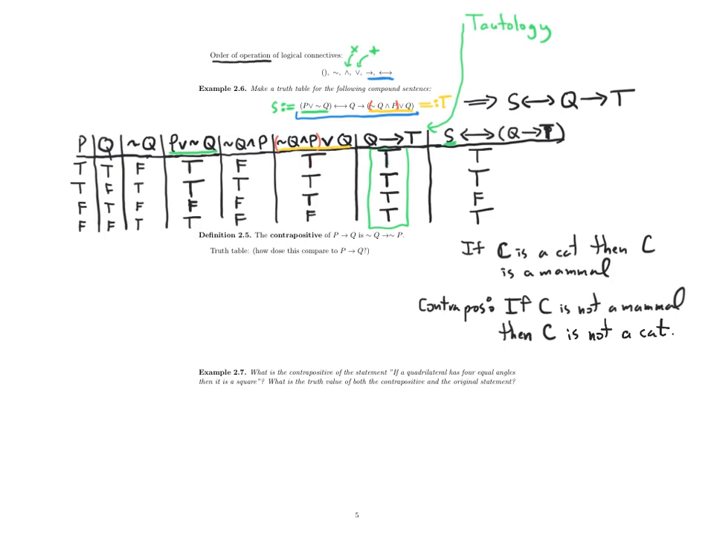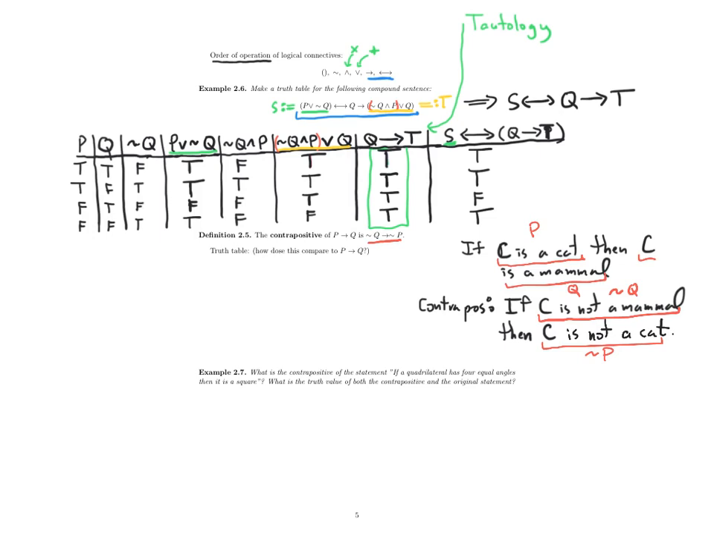So that's the contrapositive. That's how it works. Here is our P. Here is our Q. So the contrapositive, this is the negation of Q, and this is the negation of P. So it's not Q implies not P.